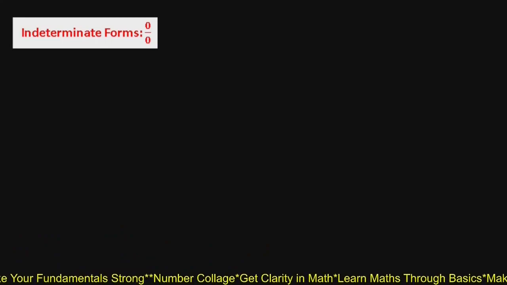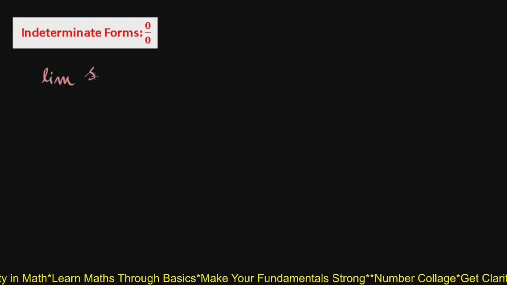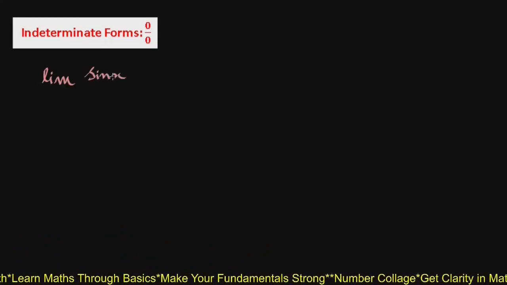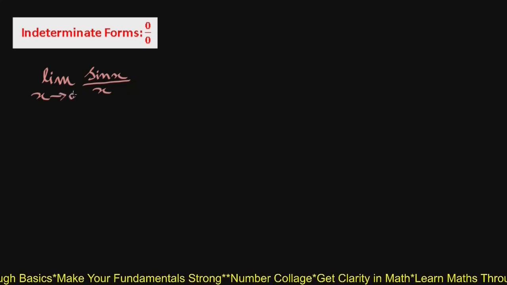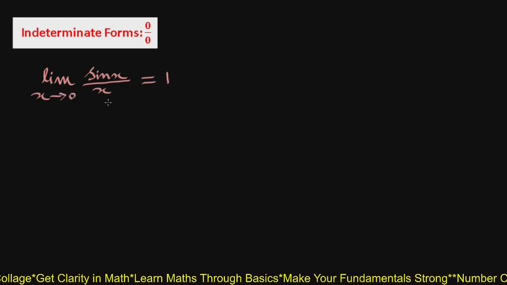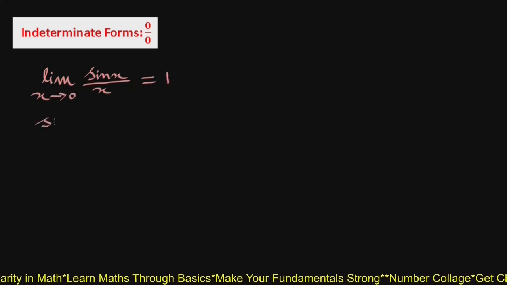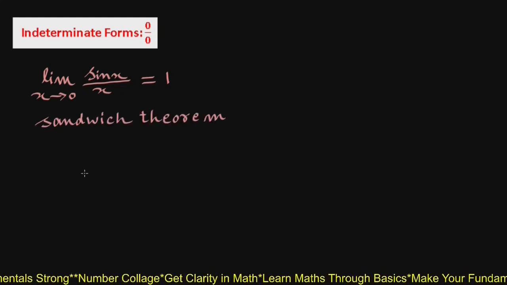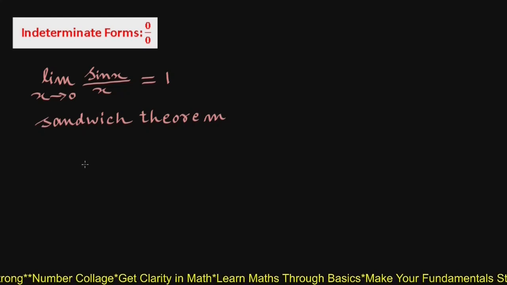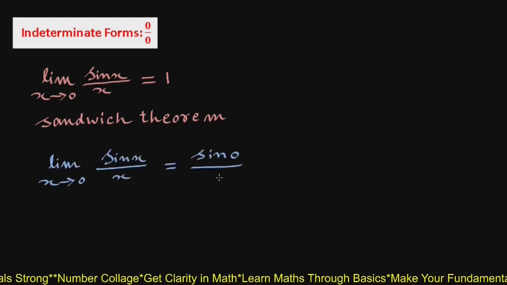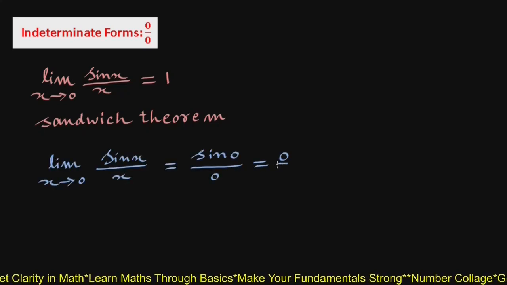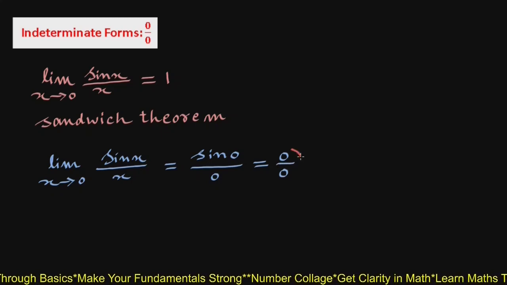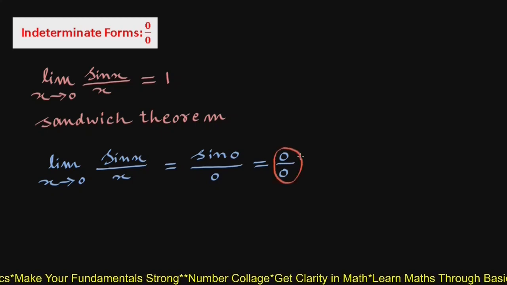First, we will discuss indeterminate form 0 upon 0. We know that limit sin x upon x as x tends to 0 is 1. This we have evaluated by using a theorem known as sandwich theorem. But if we try to solve it by direct substitution, this will become sin 0 upon 0, 0 upon 0. So this limit is indeterminate form of the type 0 upon 0.